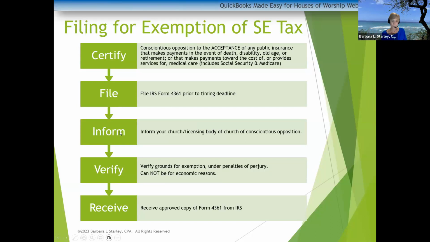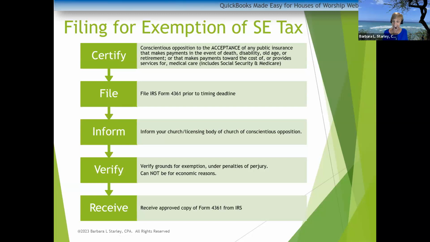You need to inform your church or your licensing body of your conscientious opposition. One, so that they can verify that what you're doing is right. And two, they don't want you to become a benevolence problem later, right? If you aren't making up for these payments on your own for what Social Security and Medicare would have paid you, you may end up being a risk to them, that they're going to feel like they need to pay you for that. So they want you to inform them so that they know that you filed this form. Then the IRS is going to come back and verify, are you sure under penalties of perjury that you're not doing this just for economic reasons?